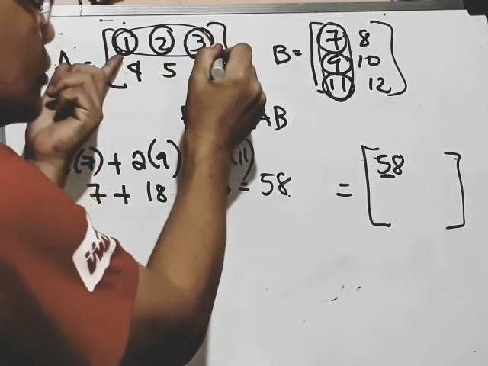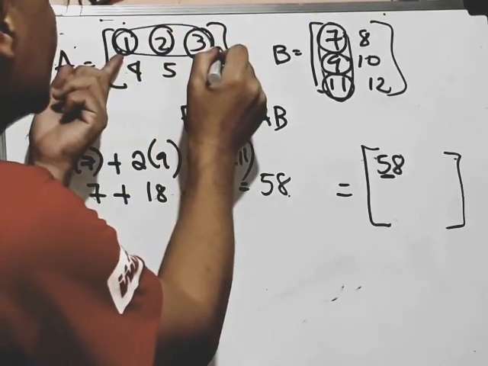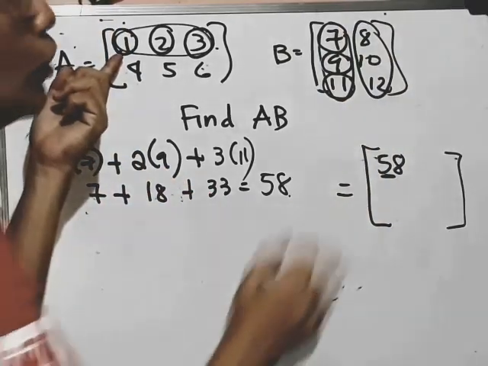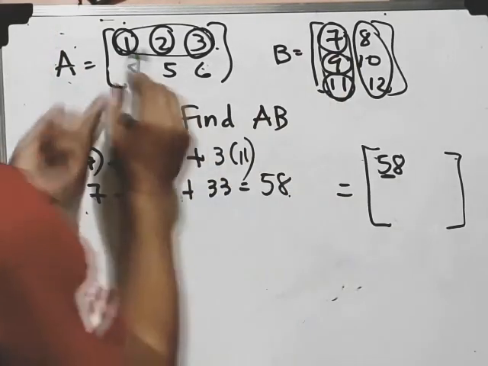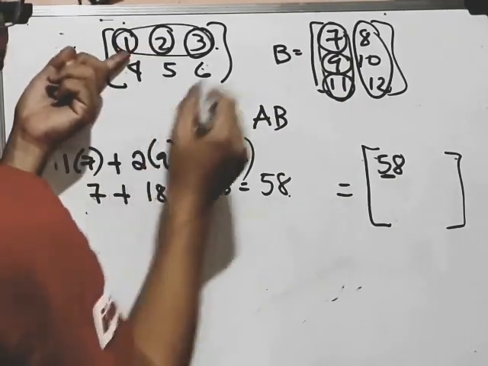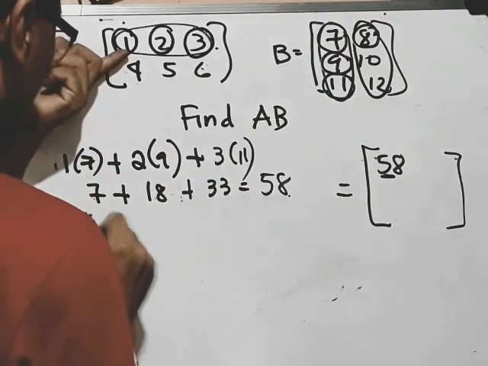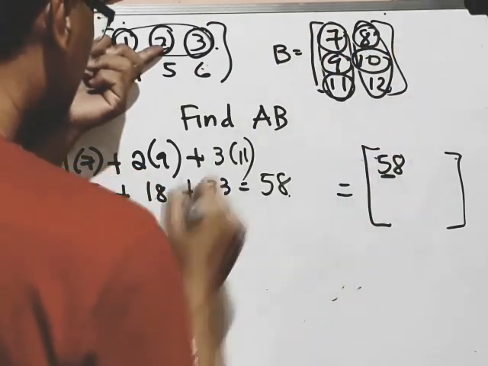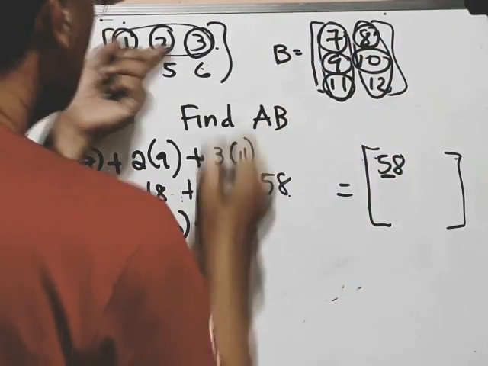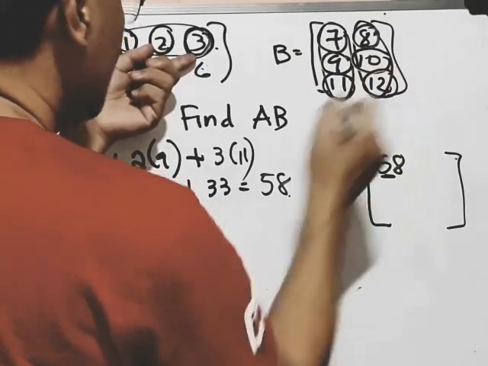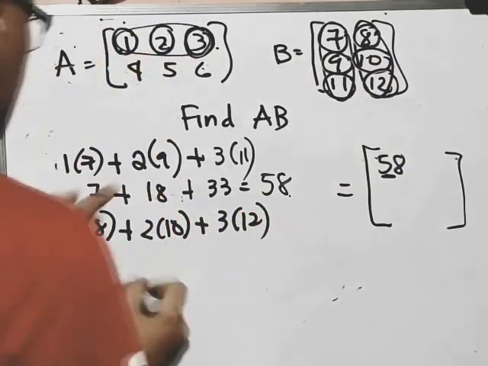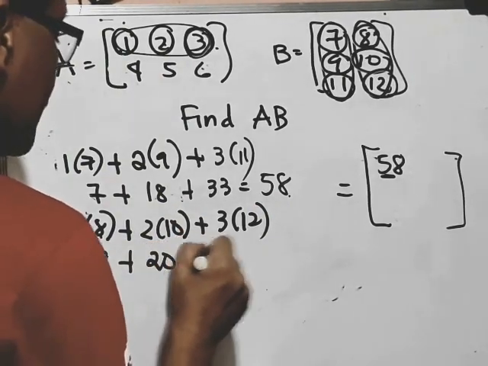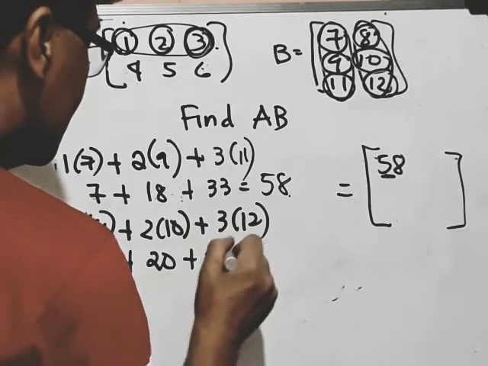Ang susunod natin, row 1 ng matrix A, i-multiply natin sa each entry ng column ng matrix B. So, ganun pa rin. Yung 1, i-multiply natin sa 8. 1 times 8. Yung 2, i-multiply natin sa 10. 2 times 10. 3 multiplied by 12. So, 1 times 8 plus 2 times 10, 20. Plus 3 times 12, 36.